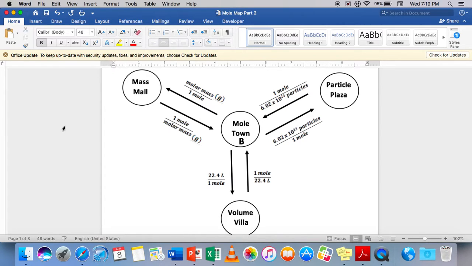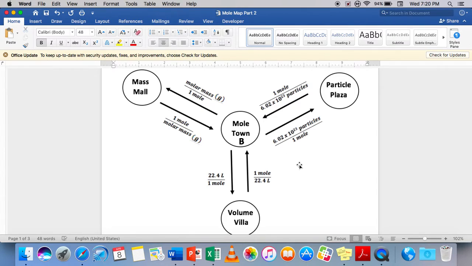But as you can see, you have the exact same setup as the left-hand side of your mole map. So you have Mole Town in the middle, which can go to Mass Mall, it can go to Particle Plaza, and it can go to Volume Villa. You have the same conversion factors, so we have the arrows with the same conversion factors going in one direction or going in the opposite direction. So those are the exact same, but the difference is we now have Mole Town B in the middle. So previously we had Mole Town A, and now we're going to add Mole Town B.